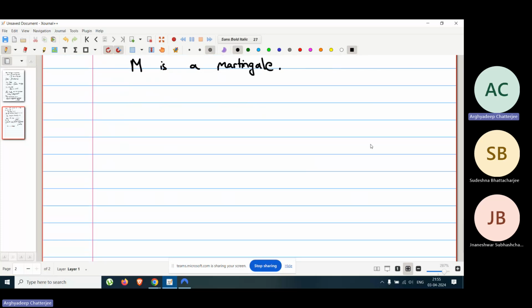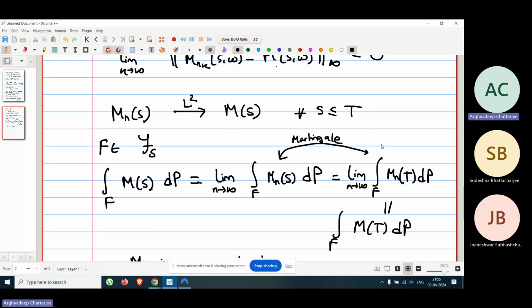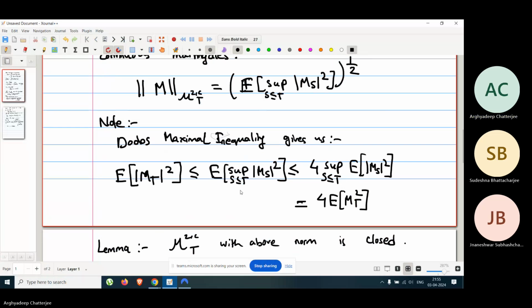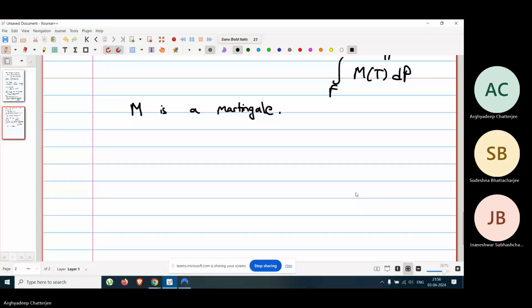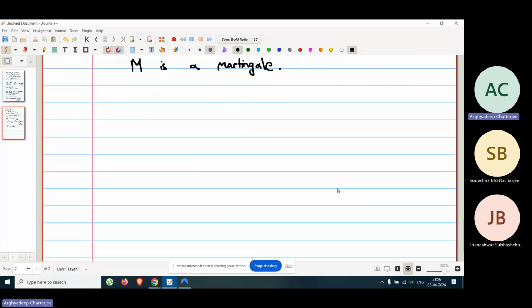So this basically proves that this space M2C T is closed under this norm that I defined, this one. And since this norm is equivalent with this L2 norm of the endpoints, we can also say that it is closed under this L2 norm of the endpoints. That is very trivial, but this is okay.